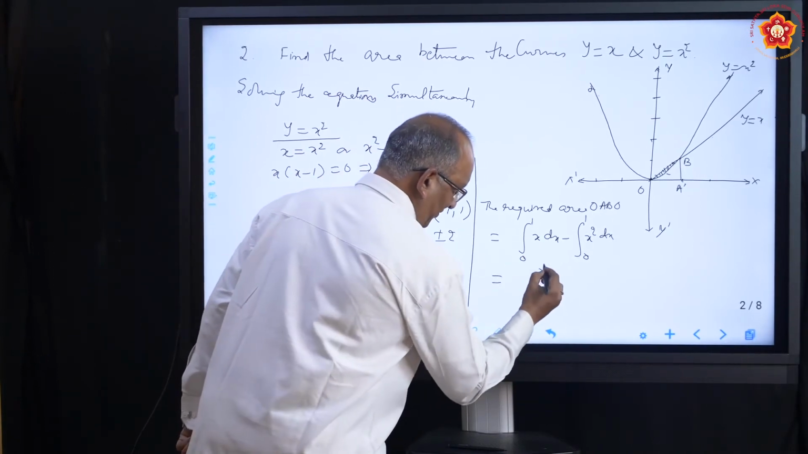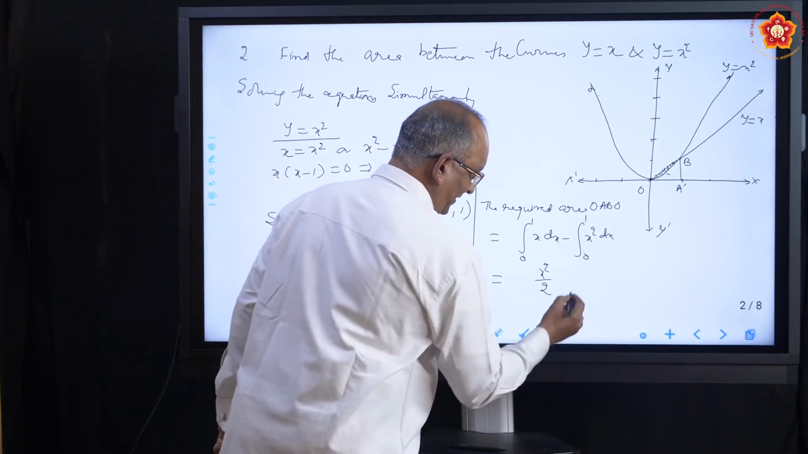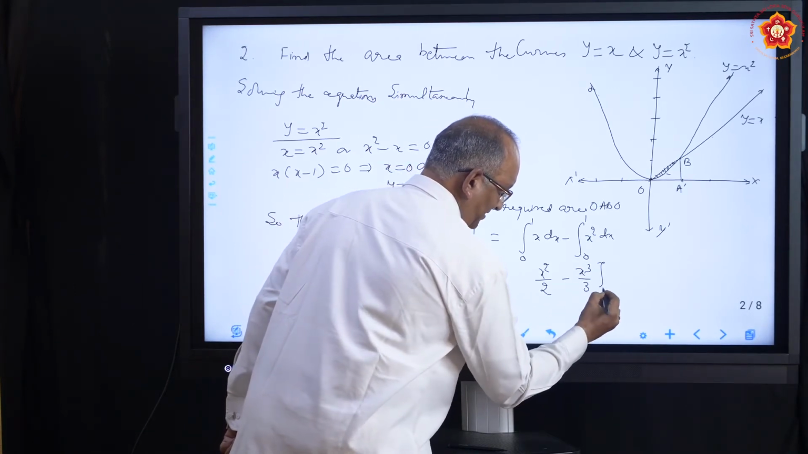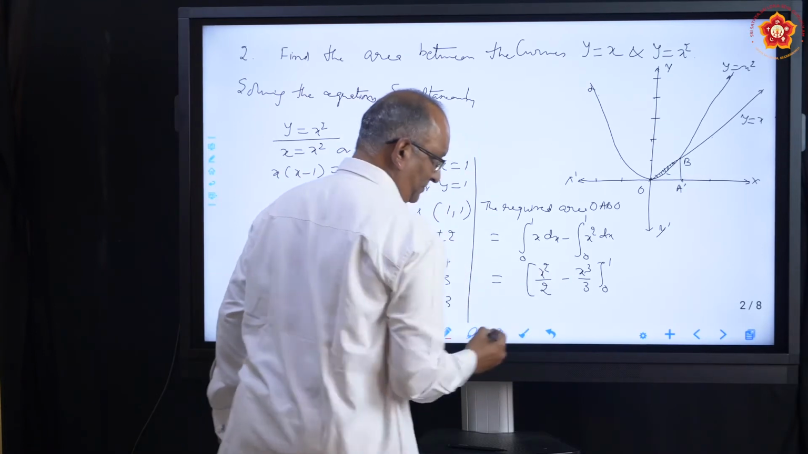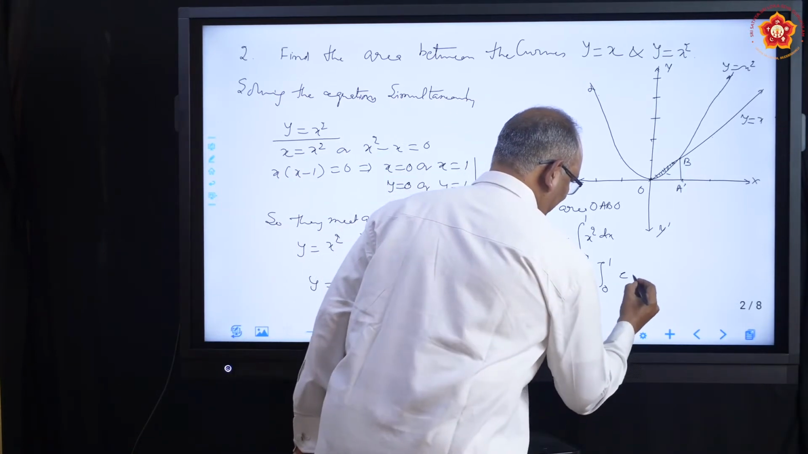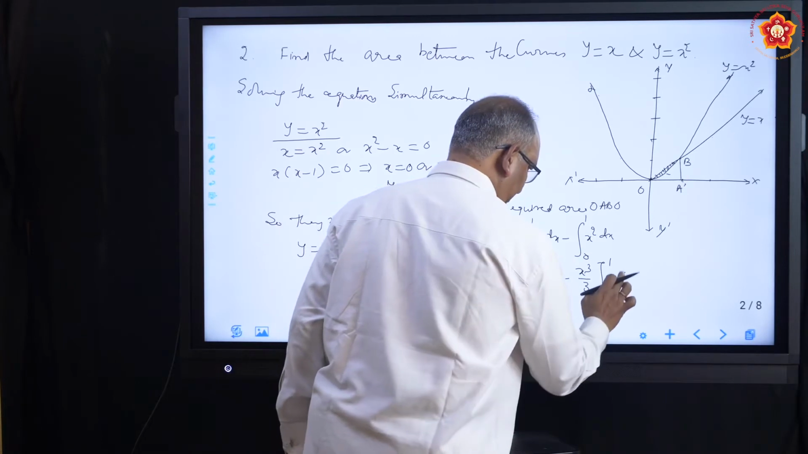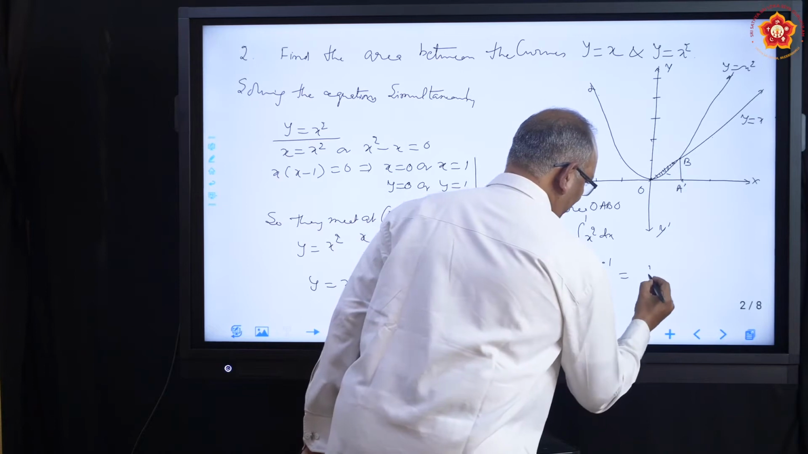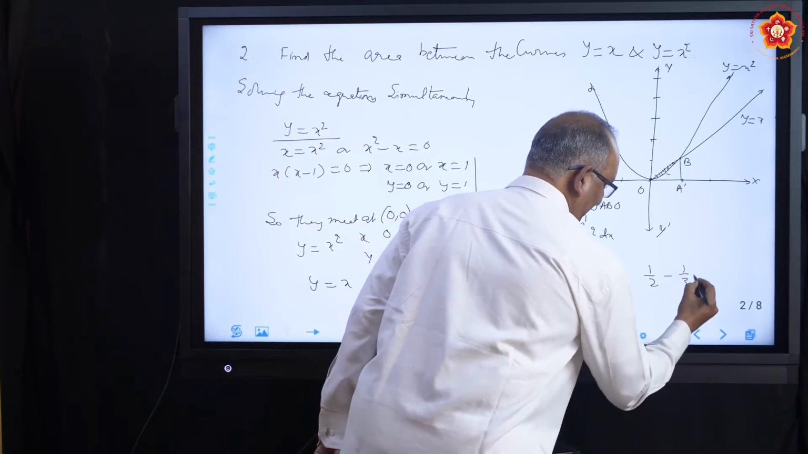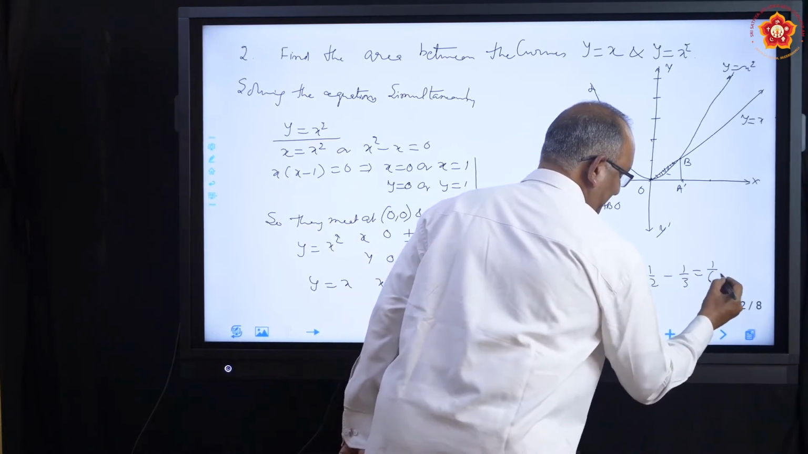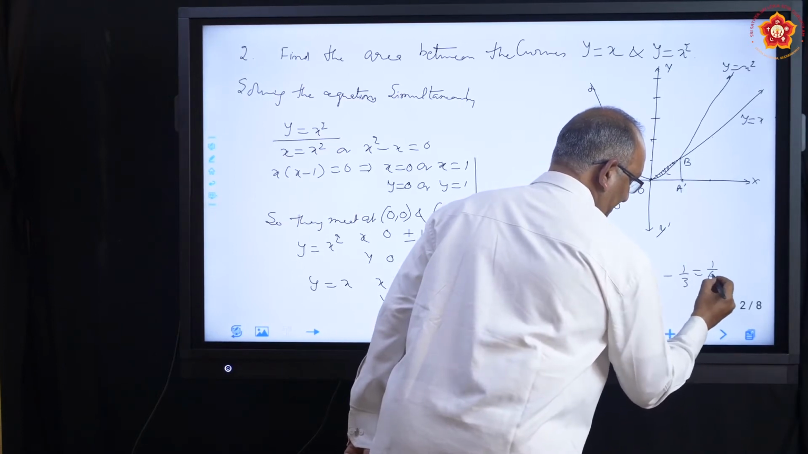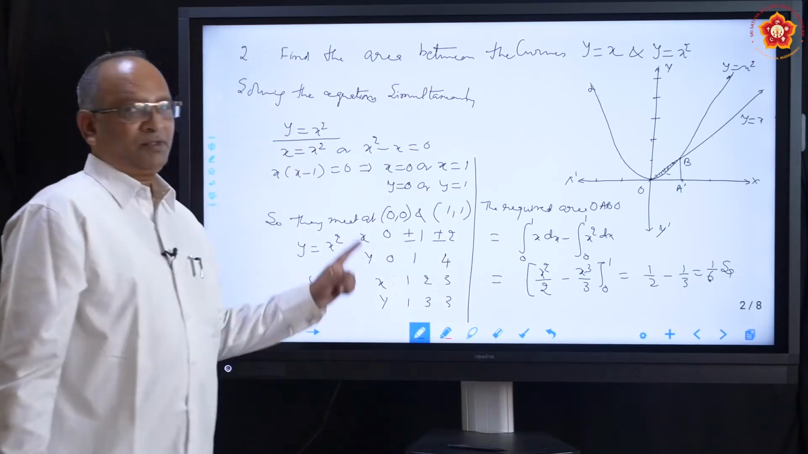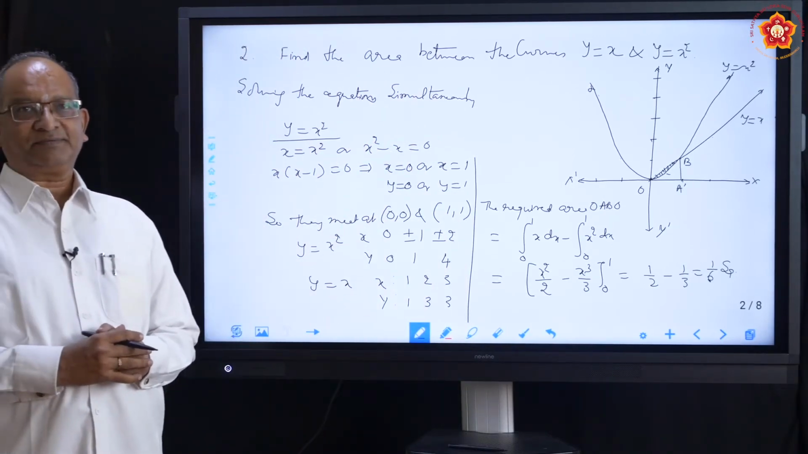Integral of x is x square by 2 and integral of x square is x cube by 3. The limits are 0 to 1. Simplify. So it is 1 by 2 minus 1 by 3 equal to 1 by 6 square units. So this is the answer as far as the first problem is concerned.